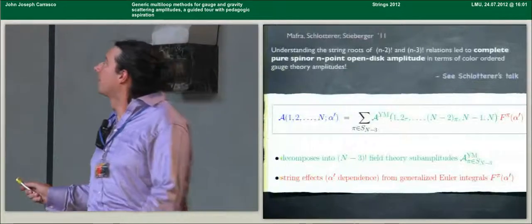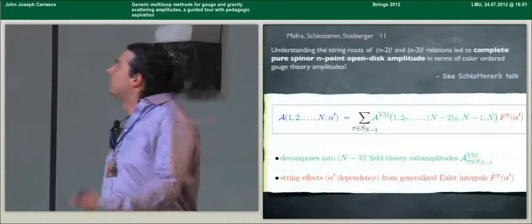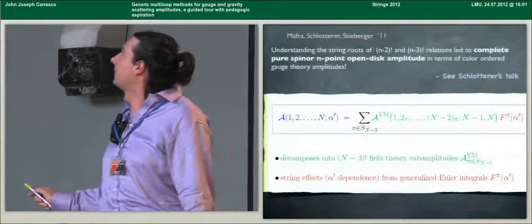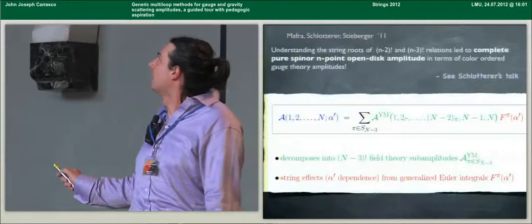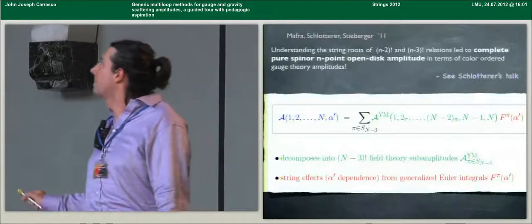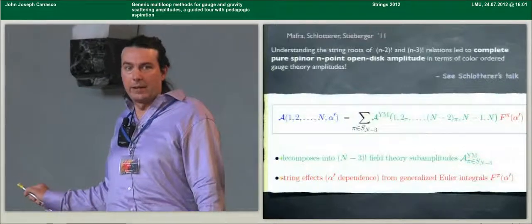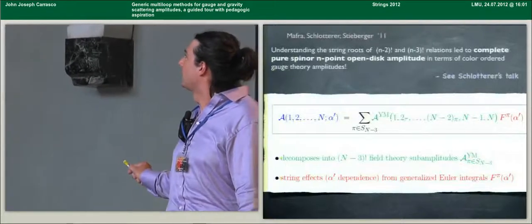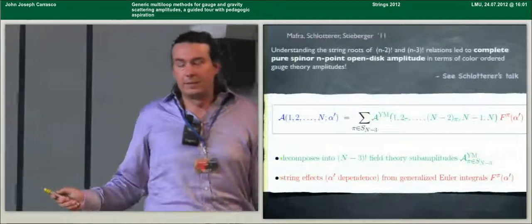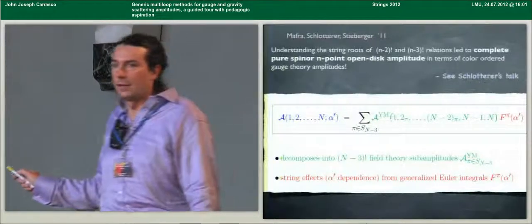Okay, so another cool thing was understanding the string roots of (n-2)! and (n-3)! relations led to a complete pure spinor n-point open string amplitude in terms of color-ordered gauge theory amplitudes. This is just a preview of what Oliver is going to be telling you about. Here's a full tree-level amplitude to all orders in alpha prime. This is just a pure Yang-Mills field theory scattering amplitude, and here the string effects are all encoded in these Euler integrals. A very recent paper by Ollie and Stefan shows some incredibly deep structure going on here. So there's actually a lot of really exciting stuff.